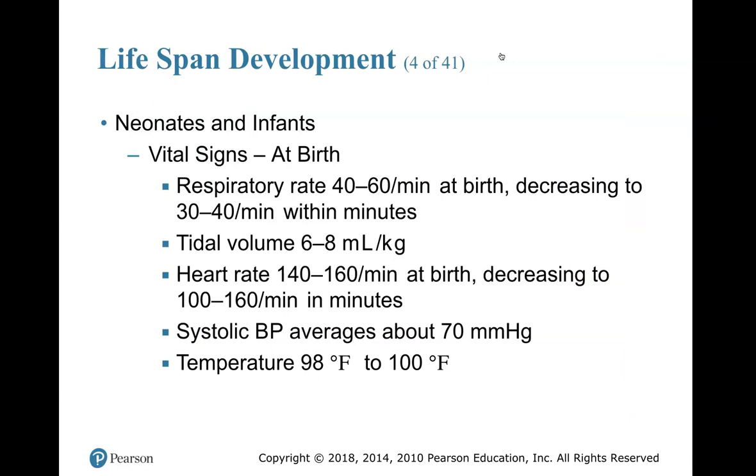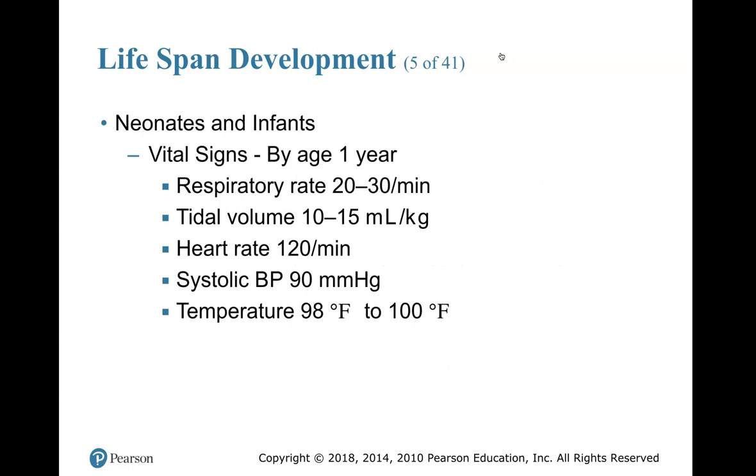Vital signs for neonates and infants at birth. Respiratory rate of 40 to 60 per minute at birth, decreasing to 30 to 40 per minute within minutes after birth. The tidal volume is 6 to 8 milliliters per kilogram. The heart rate is 140 to 160 beats a minute at birth, decreasing to 100 to 160 in minutes. Systolic blood pressure averages about 70 millimeters of mercury. And the temperature ranges from 98 to 100 degrees Fahrenheit.